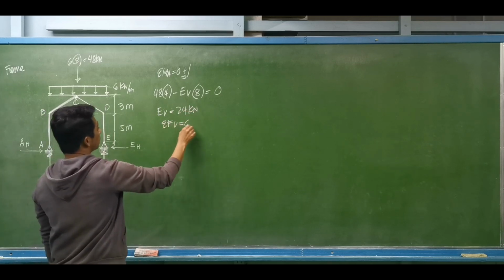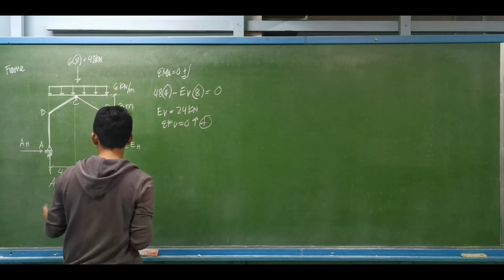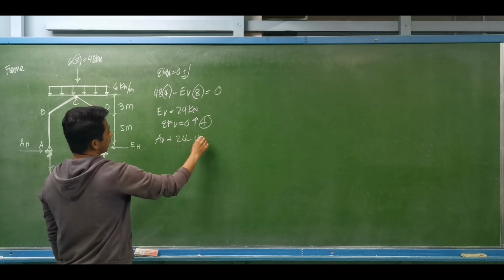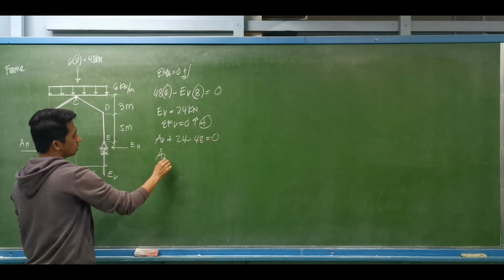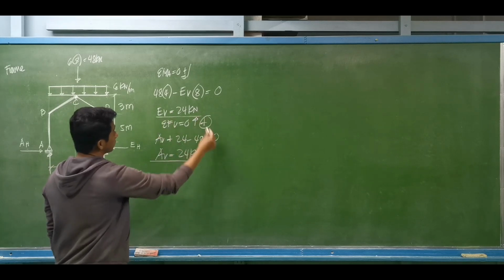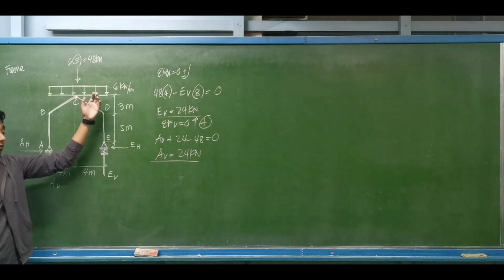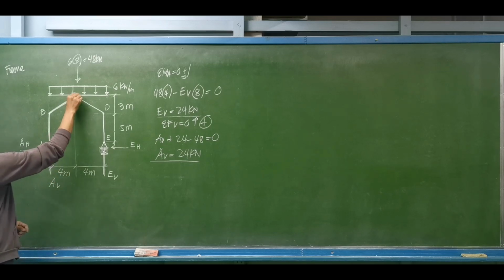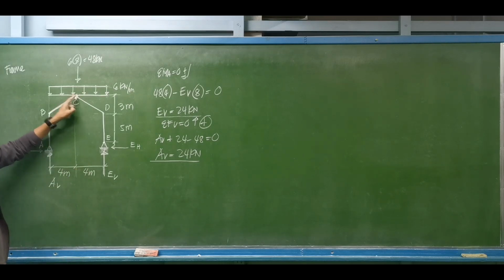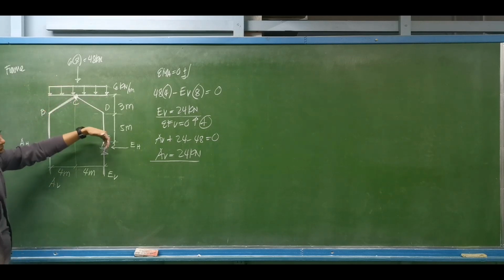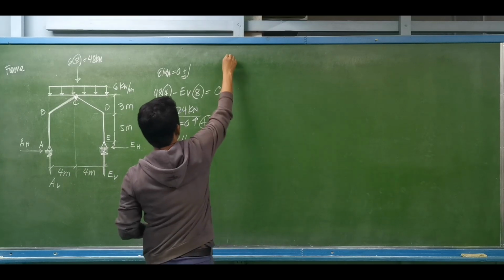Summation forces vertical equal to 0, upward forces to be positive. A vertical plus E vertical 24 minus 48 equal to 0. So obviously, A vertical is the same, 24 kilonewtons. These are the support reactions. Since this is symmetrical loading, we have equal support reactions. After determining the vertical reactions, since this is an internal pin, we may separate member A, B, C from C, D, E. Let's do A, B, C.